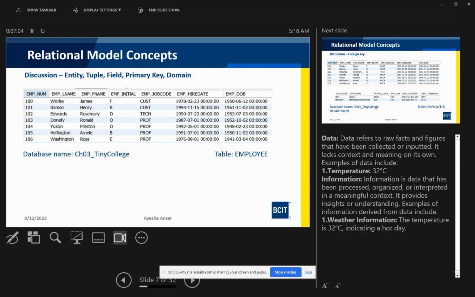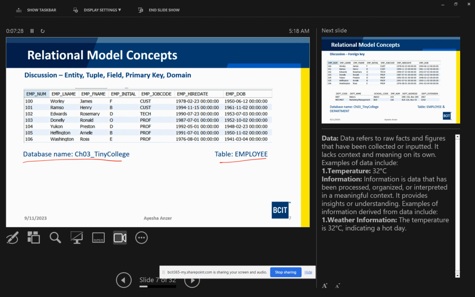So this is a revision from previous class. So here we have a table. The database name is Tiny College and the table name is employee. It's taken from your essential textbook, which I have given to you during week one, so you can refer to it.